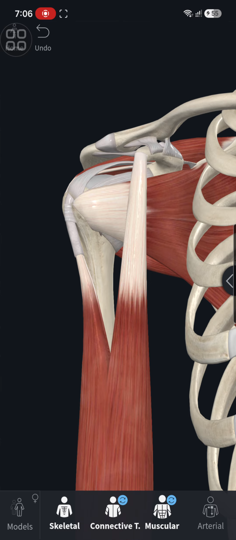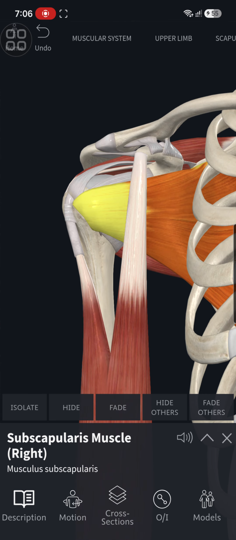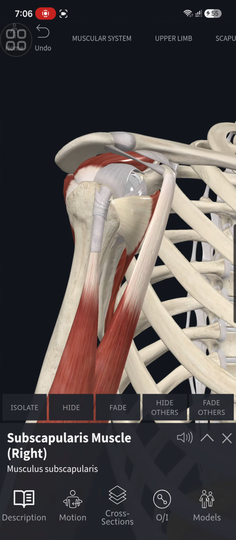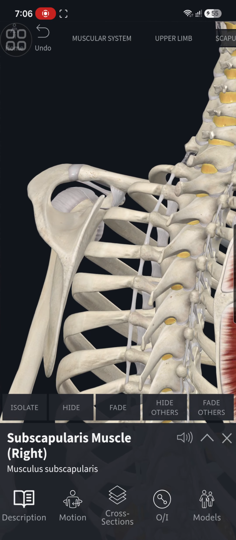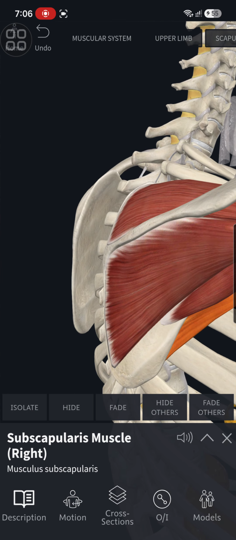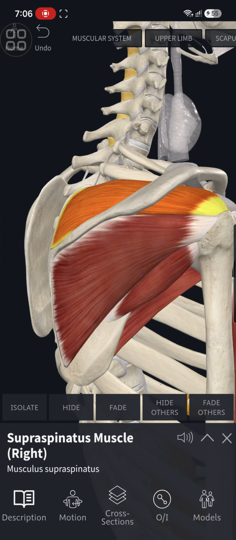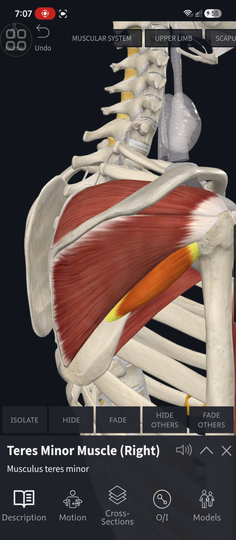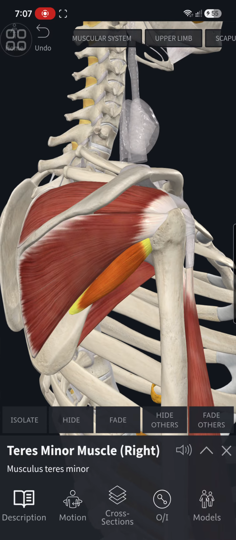Now onto the muscular part of the joint. Now we said we have 4 rotator cuff muscles, 1 anteriorly and 3 posteriorly. The anterior one is the subscapularis, which attaches to the lesser tubercle, and then posteriorly we have the supraspinatus, the infraspinatus, and the teres minor, which respectively attach to the greater tubercle of the humerus, right?